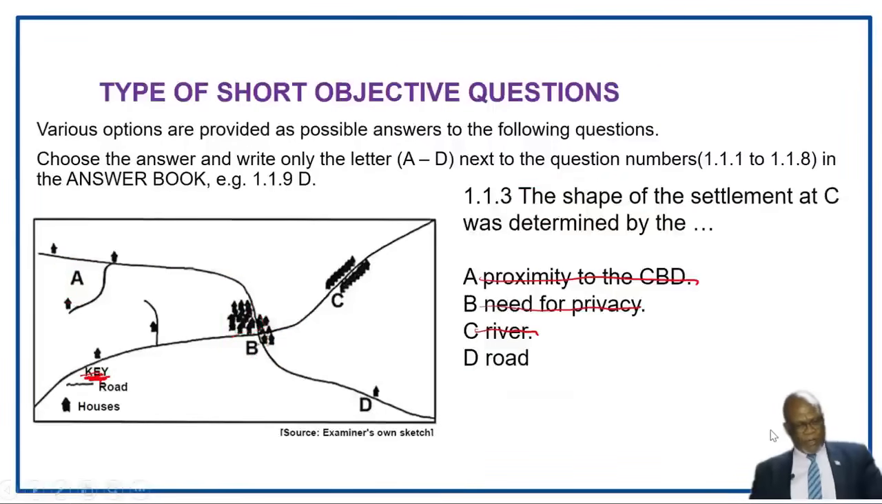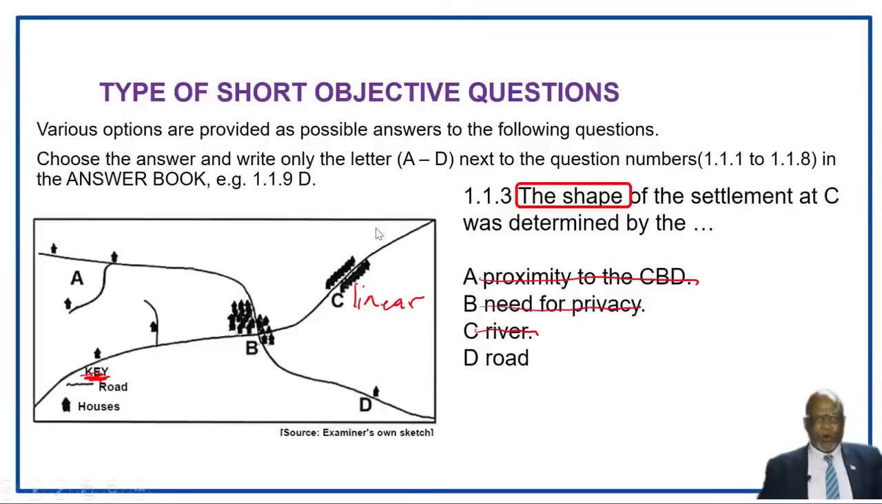Now, let's continue and move to the next question. Okay, we did this. The shape of the settlement at sea is influenced by the road. And because it is influenced by the road, what will it be? Because the road is in a line form, this will be called a linear pattern, because it is influenced by the road.